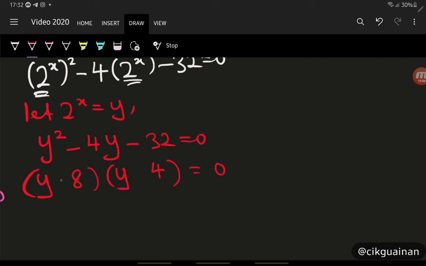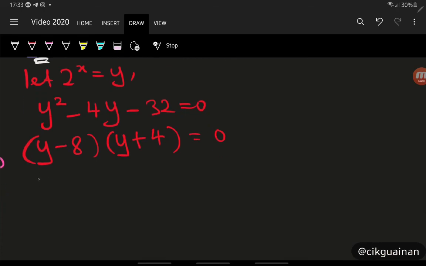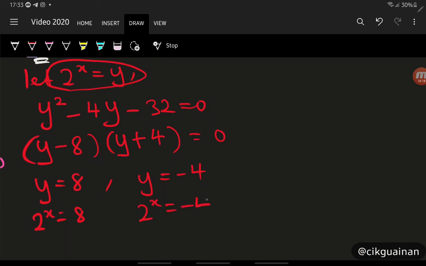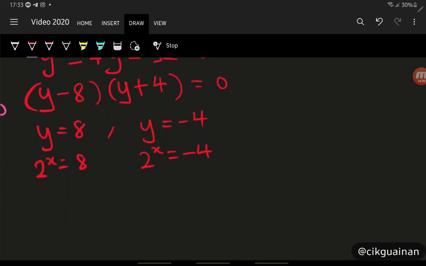We want minus 4, which means minus 8 plus 4. So I get y equals 8, y equals minus 4. Now, don't forget to substitute back. 2^x equals y. So 2^x equals 8, while 2^x equals minus 4. Now for this one, 2^x equals 8. 8 is just 2 cubed. Therefore, x equals 3.